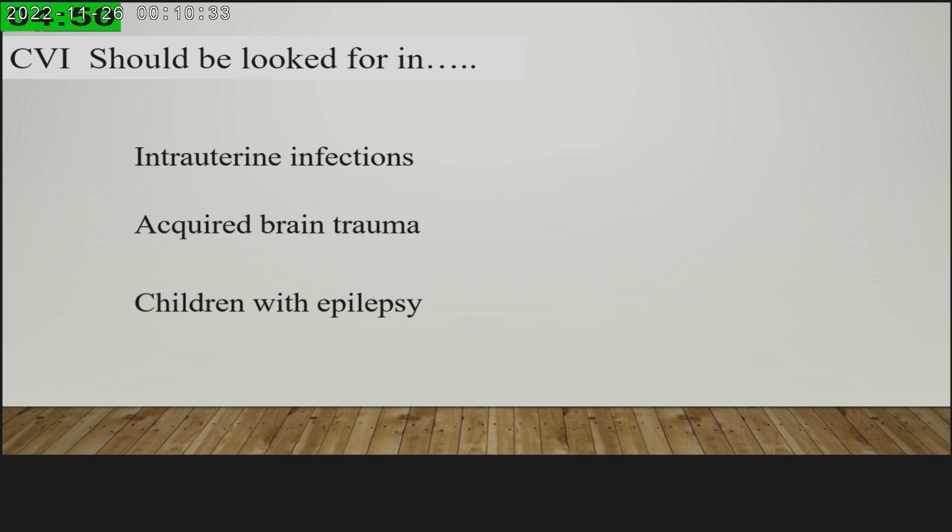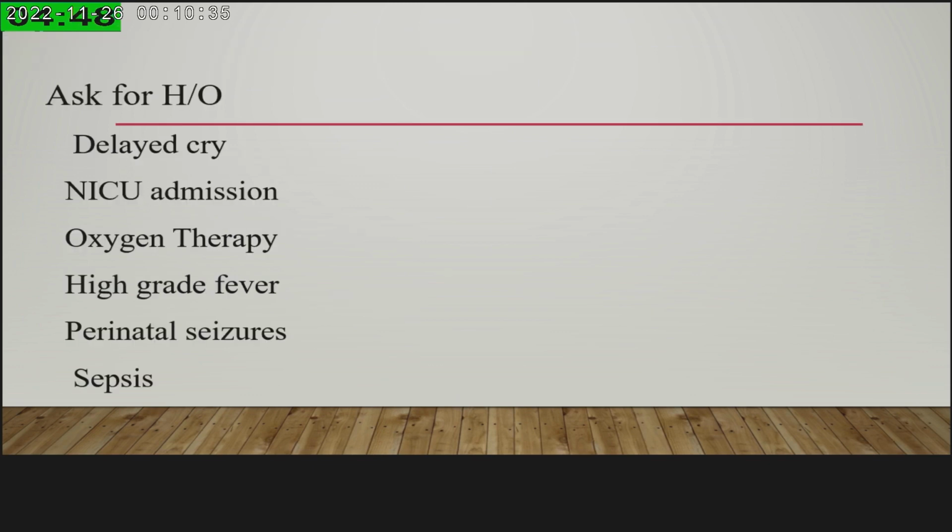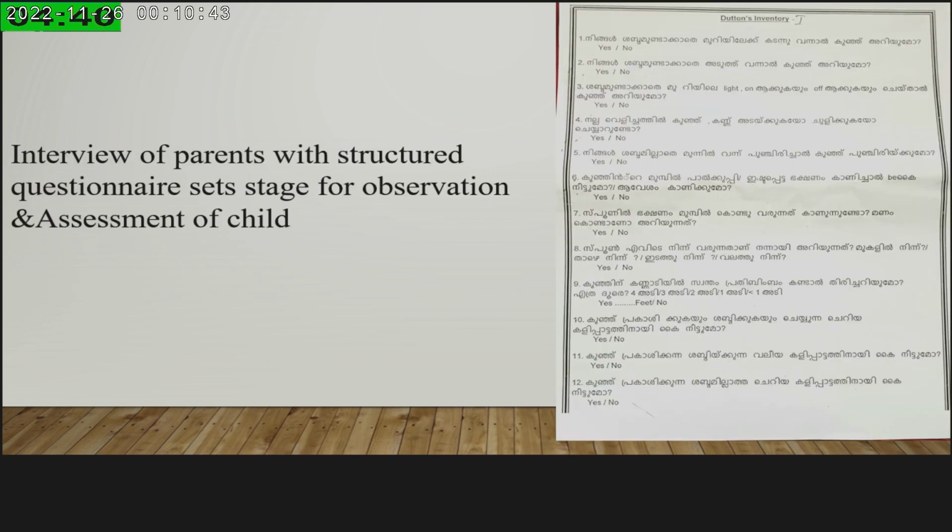Then a detailed history should include all the findings which will tell you whether the child has a stormy postnatal period. Then a structured interview in their own language can be administered to parents so that you can have a complete idea of the visual behavior of the child. It will help you in further assessment.